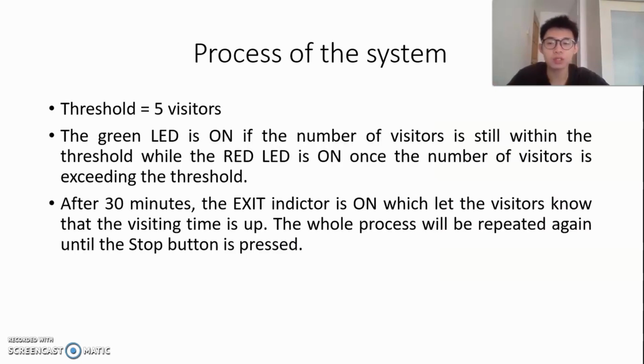Okay, so the threshold, as I mentioned earlier, for the hospital ward is 5 visitors, and the green LED and red LED are both indicators. The green LED is on if the number of visitors is still within the threshold, while the red LED is on once the number of visitors inside the hospital ward exceeds 5 people. So after 30 minutes, the action indicator is on, which lets the visitors know that the visiting time is out. The whole process will be repeated again until the stop button is pressed.